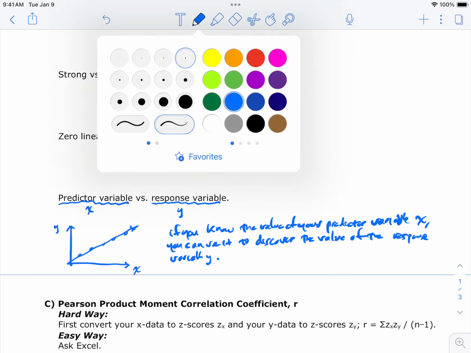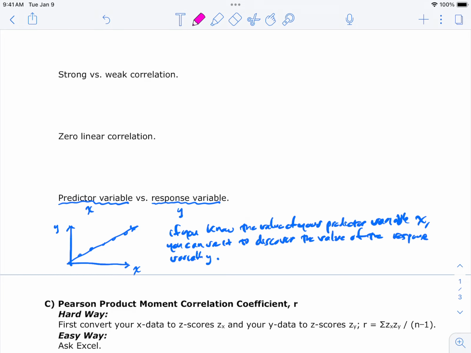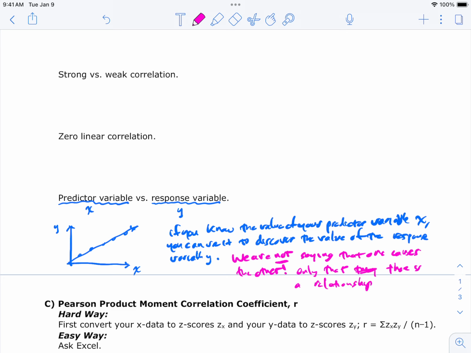Now I have a special spot at the bottom of the page to say this because we want to make this part clear. We are not saying that one causes the other. Only that there is a relationship of some sort, that they occur together. Or in this case, a linear relationship.